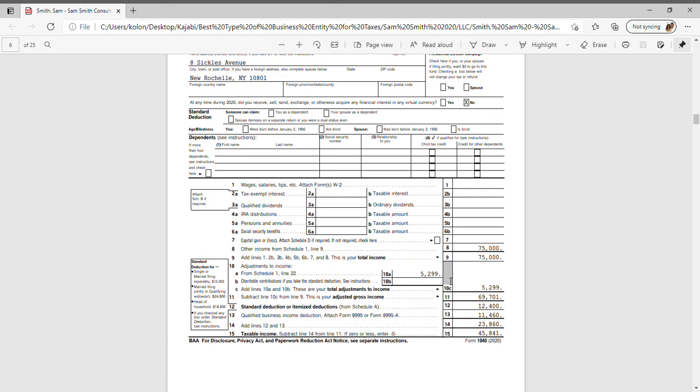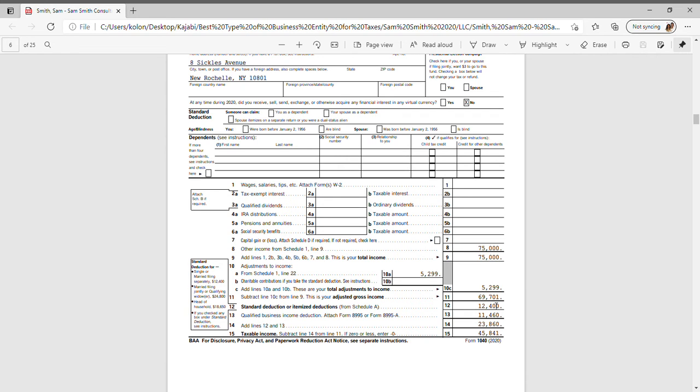So that deductible part says, okay, we're going to have that $75,000. We're going to subtract out this $5,299 because we can take that as a deduction. And when we do that, that's how we get to the $69,701 number. And that becomes the adjusted gross income on the personal return for Sam Smith.